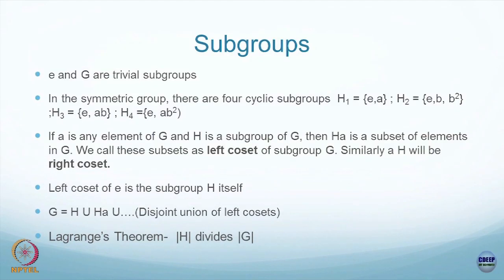So now getting to the screen here. In the symmetric group which I discussed, there are 4 cyclic subgroups, which is what I did explicitly for you on the board. One is {E, A}, {E, B, B squared}, and then you have {E, AB} and {E, AB squared}. Okay. So now what you can do is pick one subgroup.